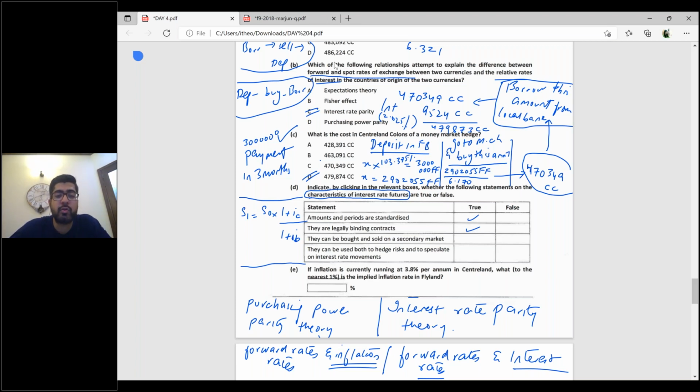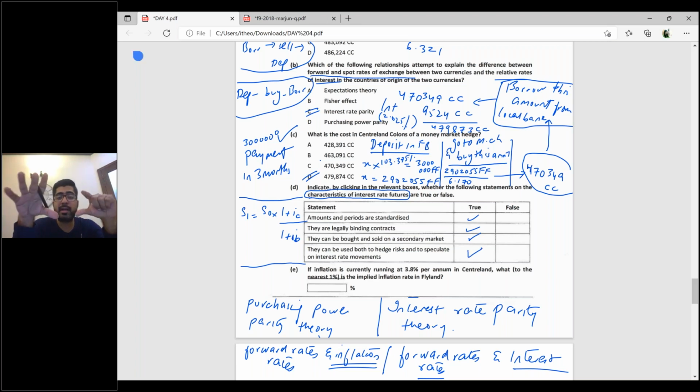They can be bought and sold on the secondary market. Secondary market means you can sell this to someone else. Yes, a future can be sold to someone else. A forward contract cannot be sold to someone else. A futures contract can be sold to someone else. They can be used to both hedge as well as speculate. Yes, futures can be used to hedge as well, and people who like betting and speculation can use them as well.